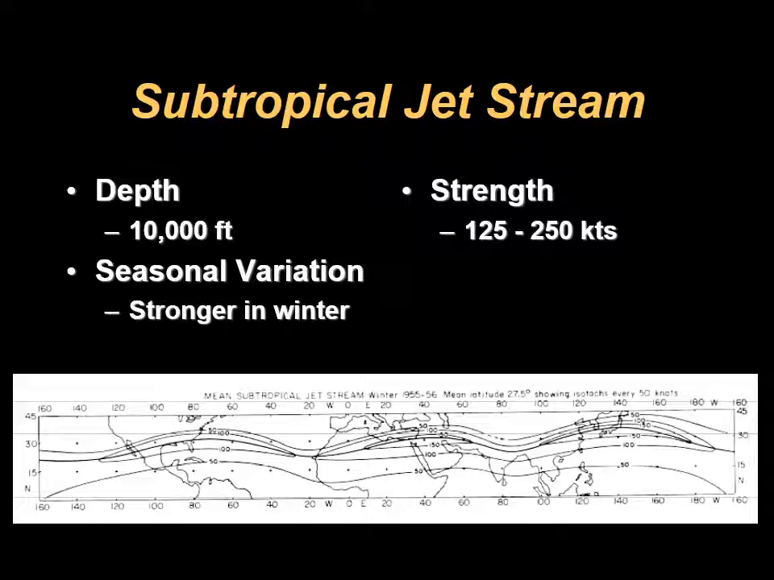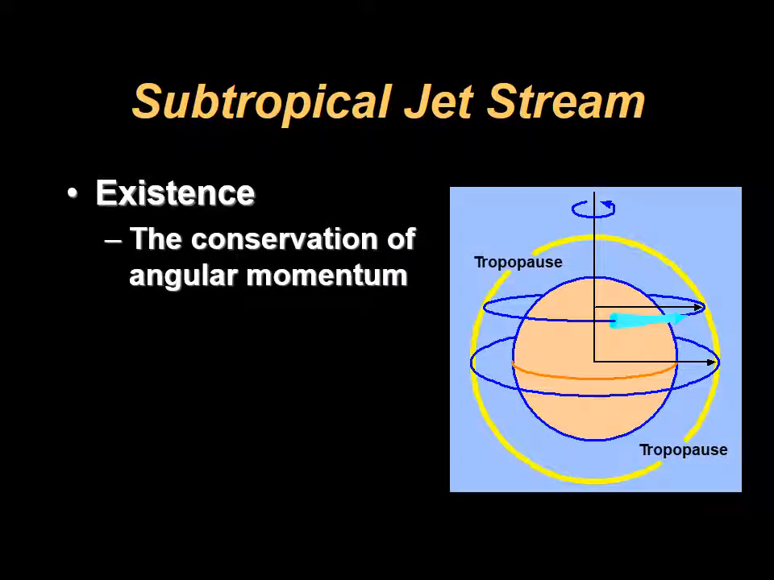Here are some characteristics of the subtropical jet stream. It's about 10,000 feet deep, and usually it's a little bit stronger in the winter than in the summertime. Its strength varies anywhere from 125 knots all the way up to 250 knots. The reason the subtropical jet stream exists is because of the conservation of angular momentum.